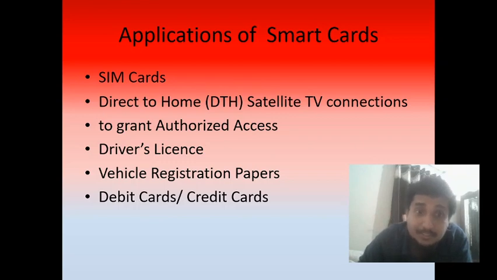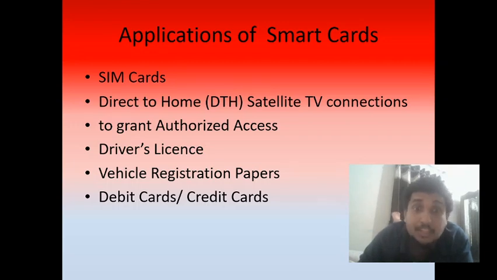So to give someone access to something, this smart card can be used. Then driver's license, you can check your driver's license. There is a gold plated coating and an IC chip that you can find there. So modern day driver's licenses are smart cards. These cards can be read by a machine. You can read it using a computer or any card reading device. Similarly, vehicle registration papers used to be manual earlier, but these days the vehicle RC is nothing but a smart card.